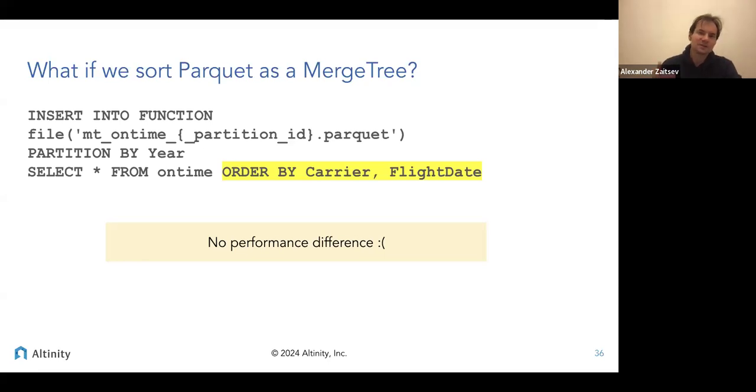So yes, the data size was a bit smaller thanks to this ordering, but for the performance of queries, I didn't see any difference. So unfortunately, Parquet doesn't understand, or probably ClickHouse cannot communicate the extra knowledge that the data is sorted. Maybe in the future, it will be supported.